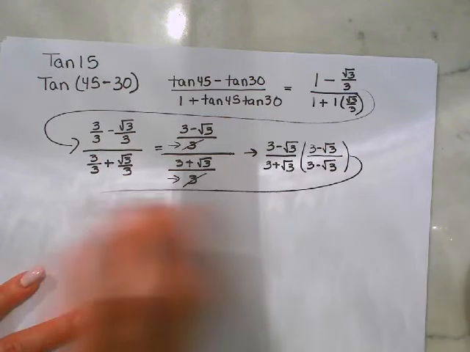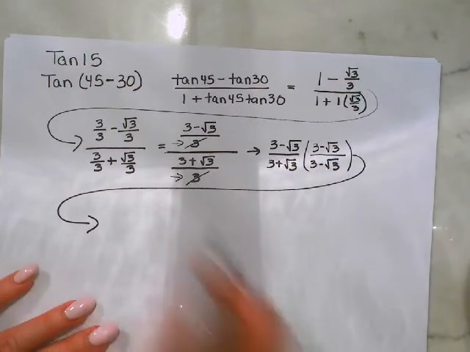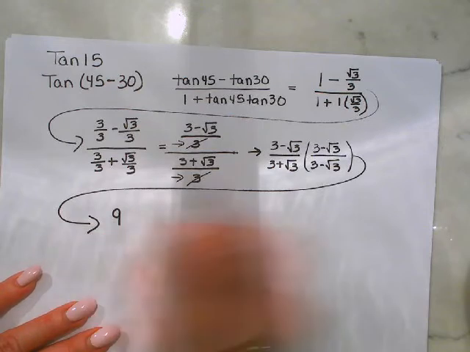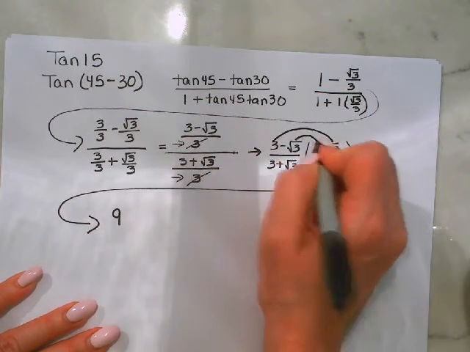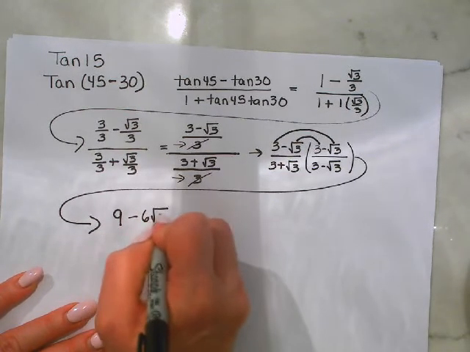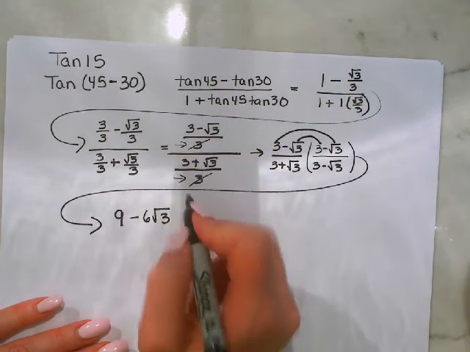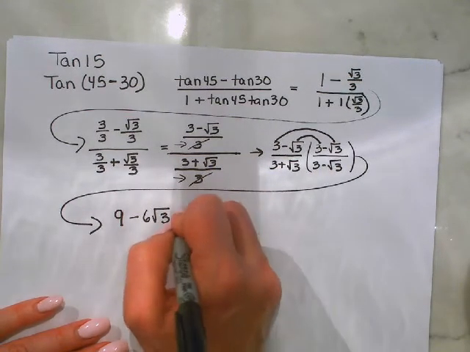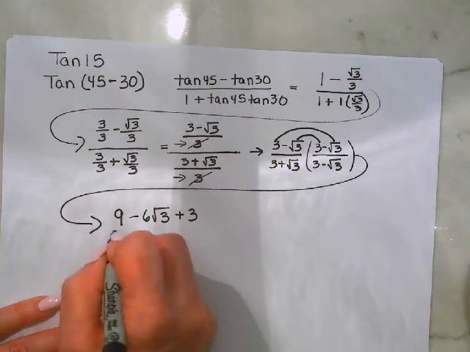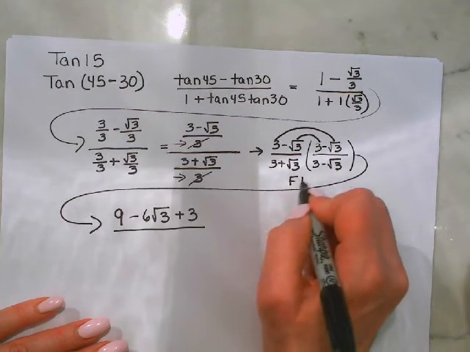Okay, so now I'm multiplying this. I'm going to, again, bring it down here because I'm running out of space. The numerator, I have to FOIL that. It's going to be 3 times 3 is 9. My outer and my inner is going to combine to be negative 6 radical 3. You could work it out. Trust me, that's what it is. Radical 3 times radical 3 is going to be positive 3. All over, again, conjugate pairs.